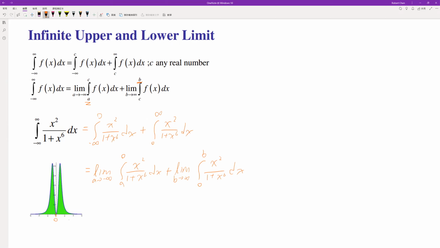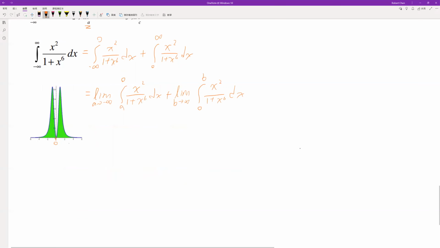Next, we just need to integrate each one of them separately. So what I want to do here is a u-substitution. Since they're both the same thing, I just need to work out one of them and then I can just fill in the rest for the other one. I'm going to let u be x cubed. That means du is 3x squared dx. That means 1/3 du is x squared dx. That takes care of the numerator and the dx.